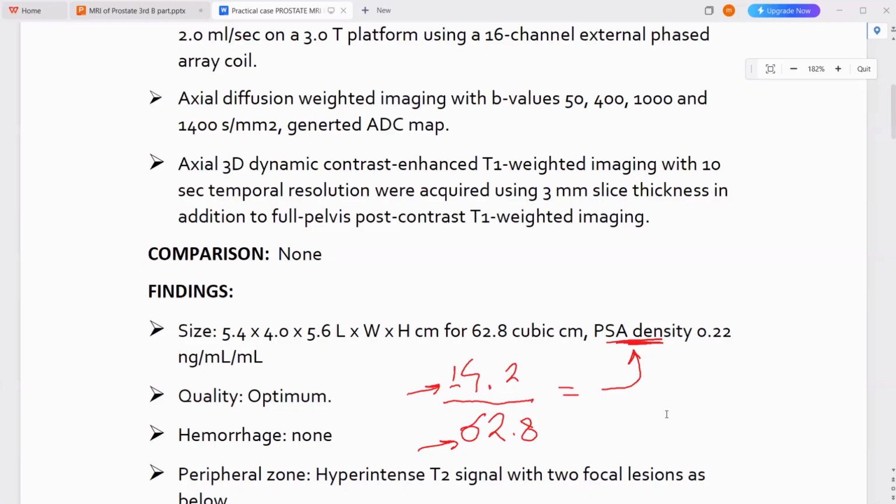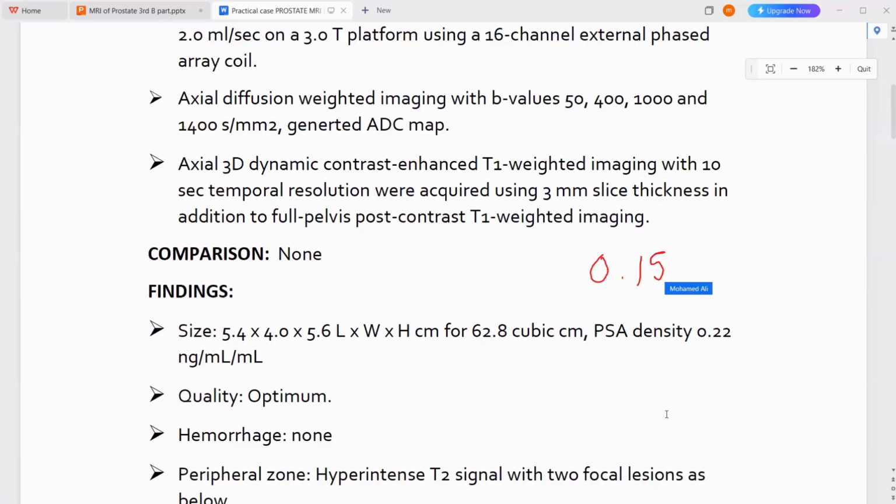What is the value of the PSA density? According to many articles, the cutoff value of the PSA density is 0.15. If we have readings below this figure, it is a low risk patient. If it is higher than this value, we have a high risk patient. And this one is very important, as we discussed in the last session: if we have a PI-RADS 3 intermediate or equivocal lesion and PSA density above 0.15, biopsy may be indicated in many institutes. Okay.